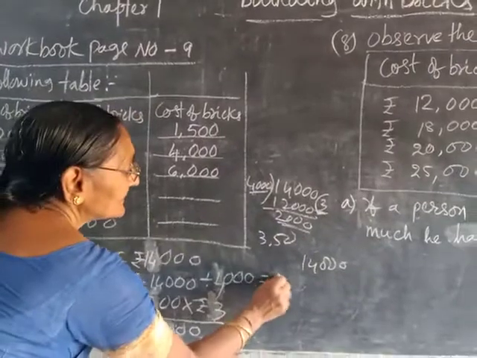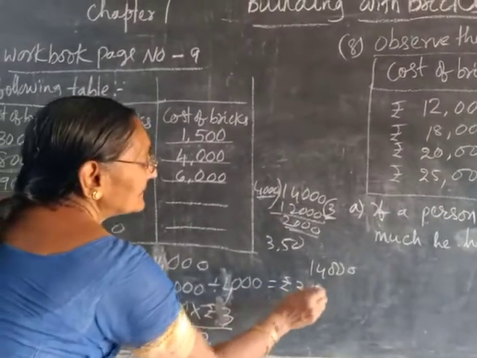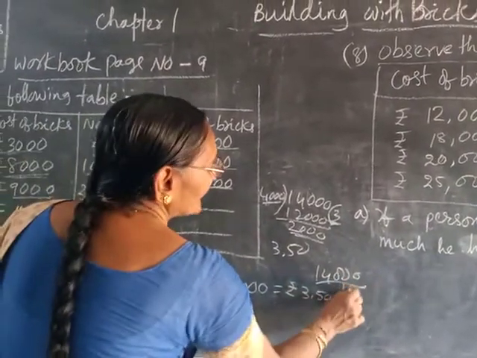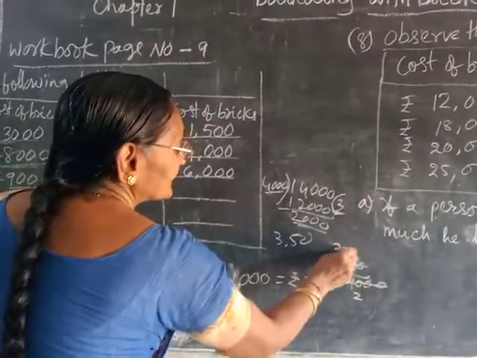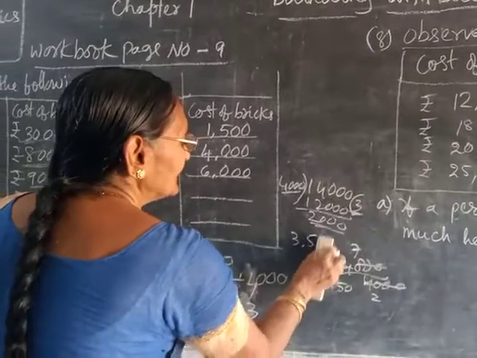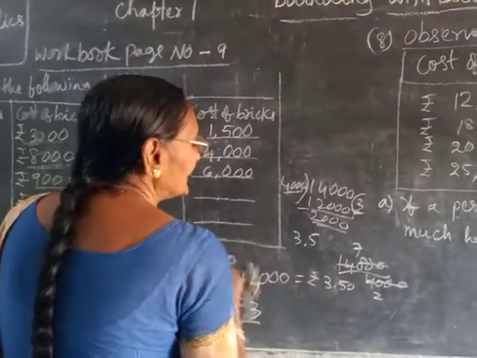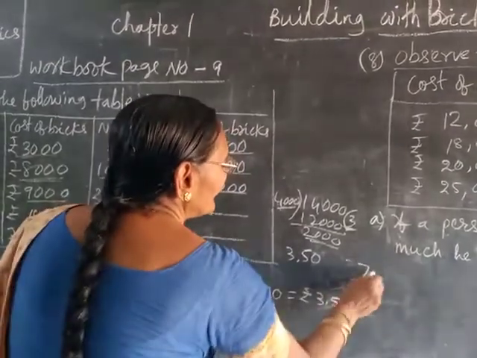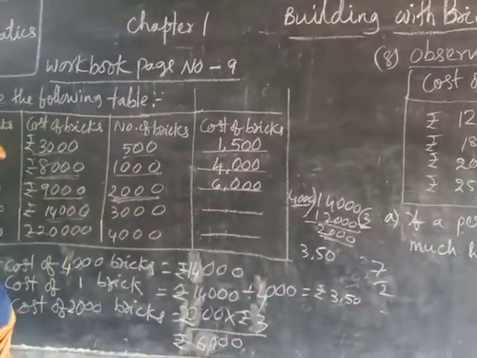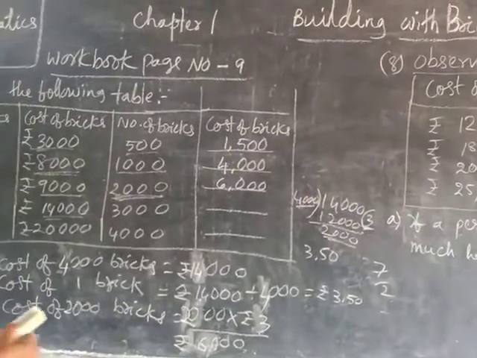Here I write 14,000 by 4,000. Cutting the zeros, 7 by 2 is equal to 3.5. 3.5 means 3 rupees 50 paise.